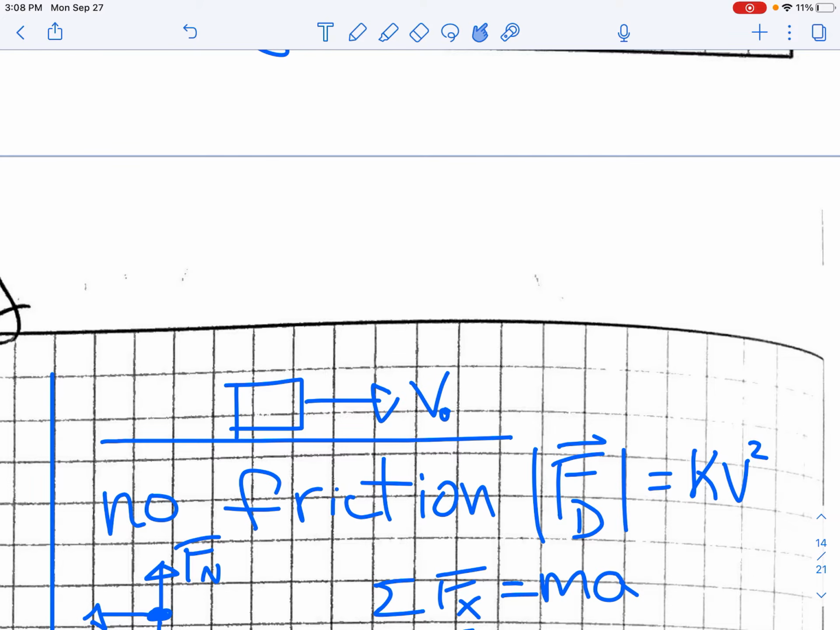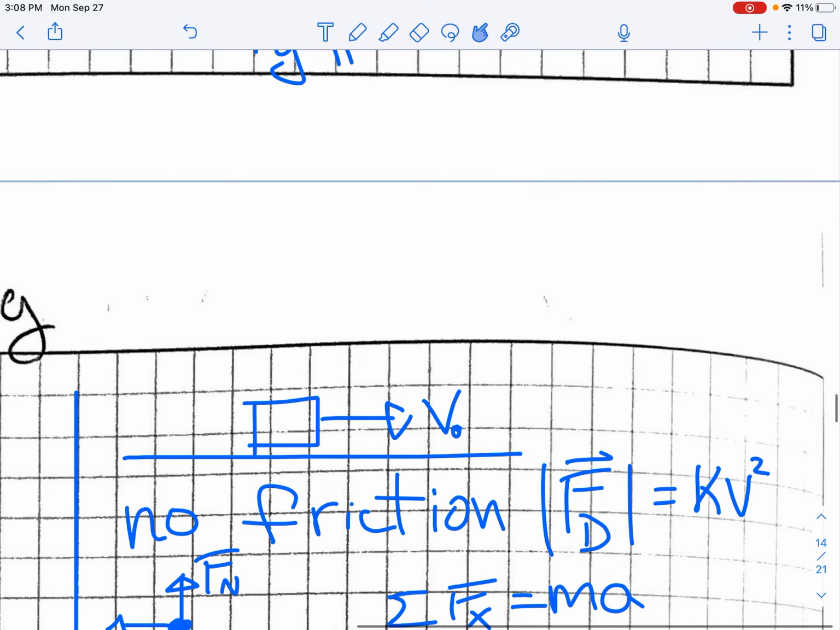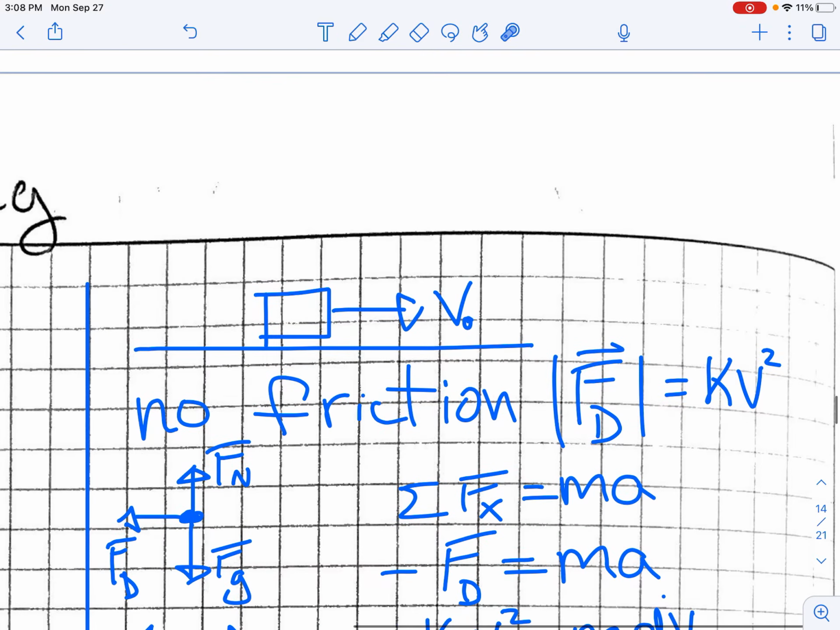Now on the right side of this page, I'm going to look at what happens when we have some mass sliding along and it has an initial velocity v0, no friction here to make it simpler, and the force of drag is going to be in magnitude kv squared. So you can see I'm not using just kv, I do have a squared in this one. If we look at the free body diagram, gravity down, normal force up, drag to the left. In the x direction, which is really the only direction that matters here, because we don't have friction, so we don't need the normal force for anything.